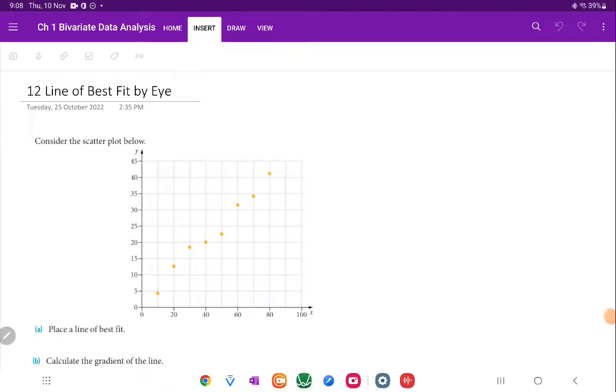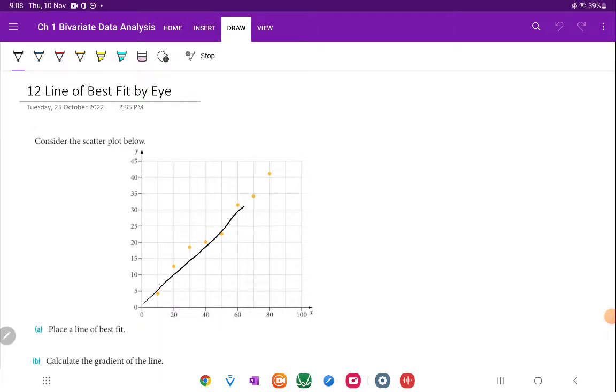Alrighty, let's talk about line of best fit by eye. So considering this scatter plot below, let's try and place a line of best fit. How is the best way of actually going through and creating a line of best fit? Well, in this case, the best thing to do is to try to just draw a line that goes through the data as cleanly as possible. I might even get a straight line.